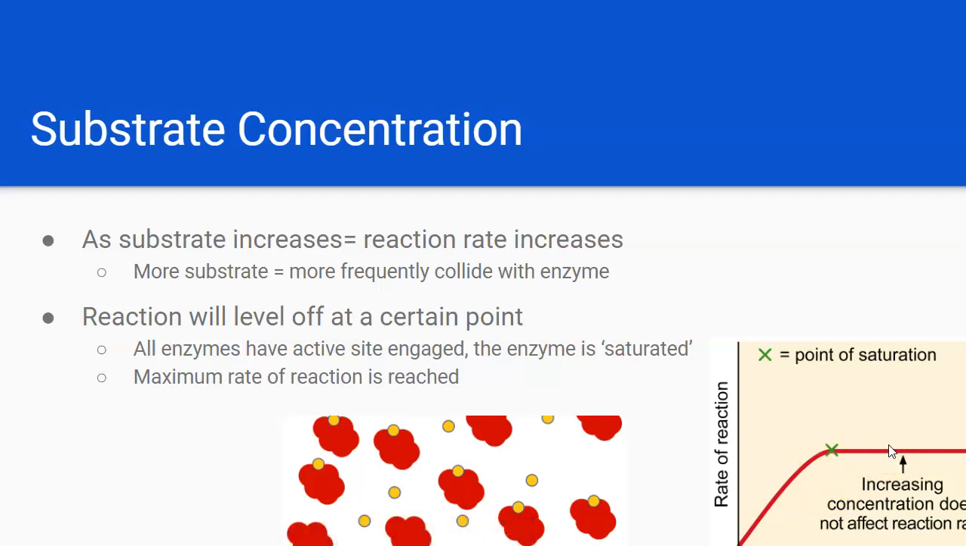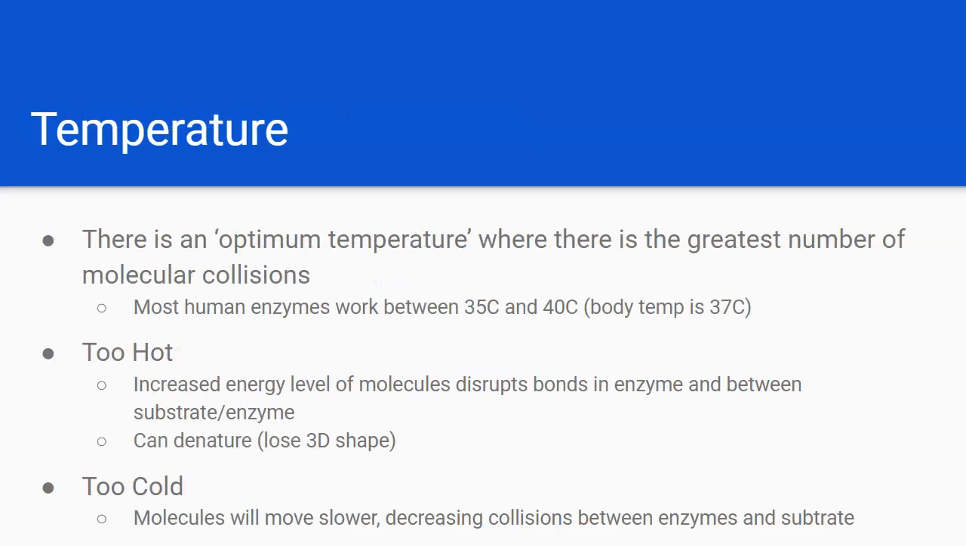Temperature. Just like we as people have an optimum temperature, enzymes have optimum temperatures too, where they're the most efficient. They can do the greatest amount of collisions and reactions. Most enzymes in our body work around body temperature, somewhere between 35 and 40 degrees Celsius. If we get too hot, that increased energy can start to denature proteins in general, and in that case, enzymes.